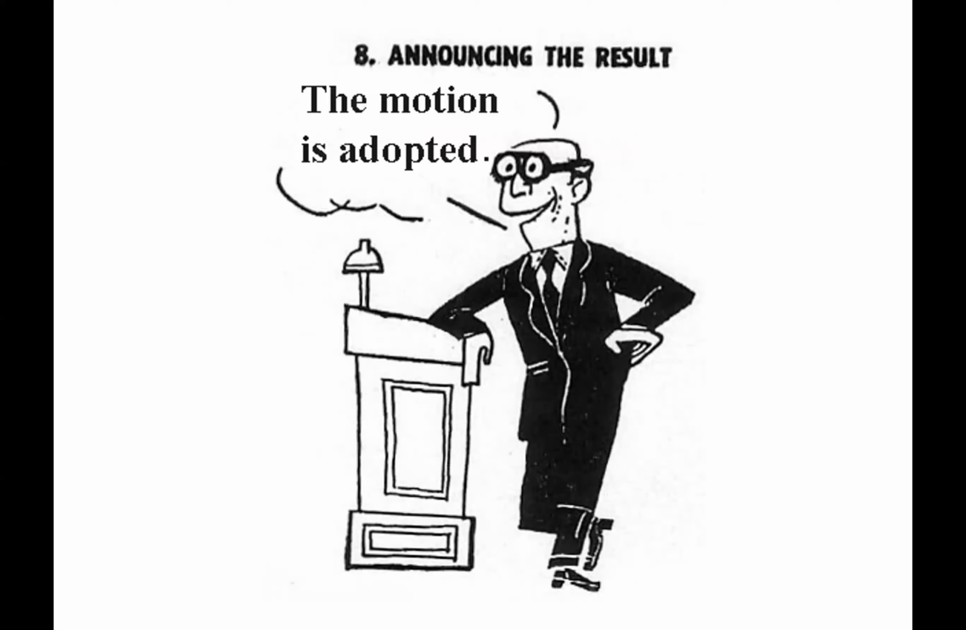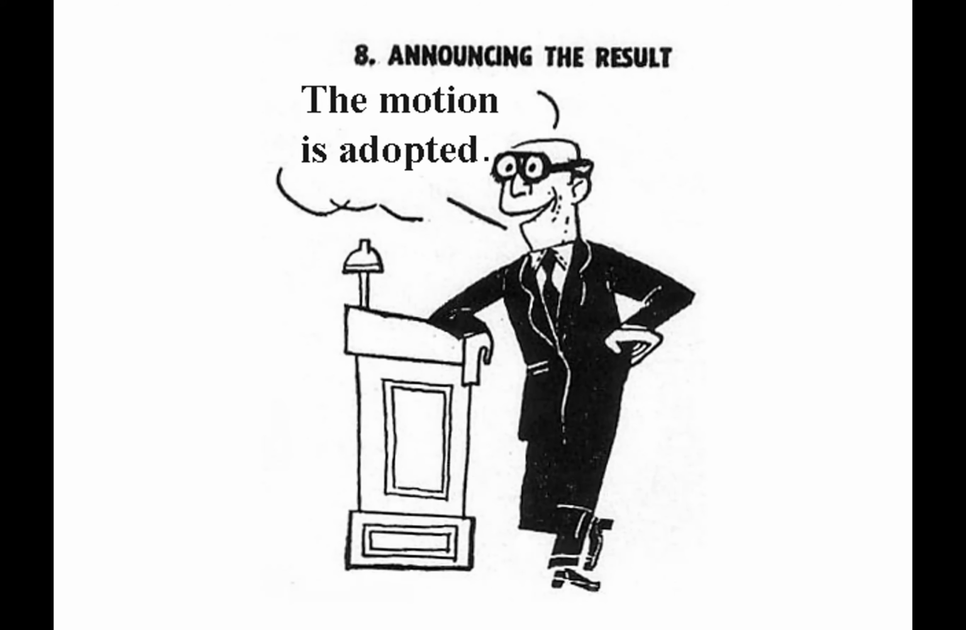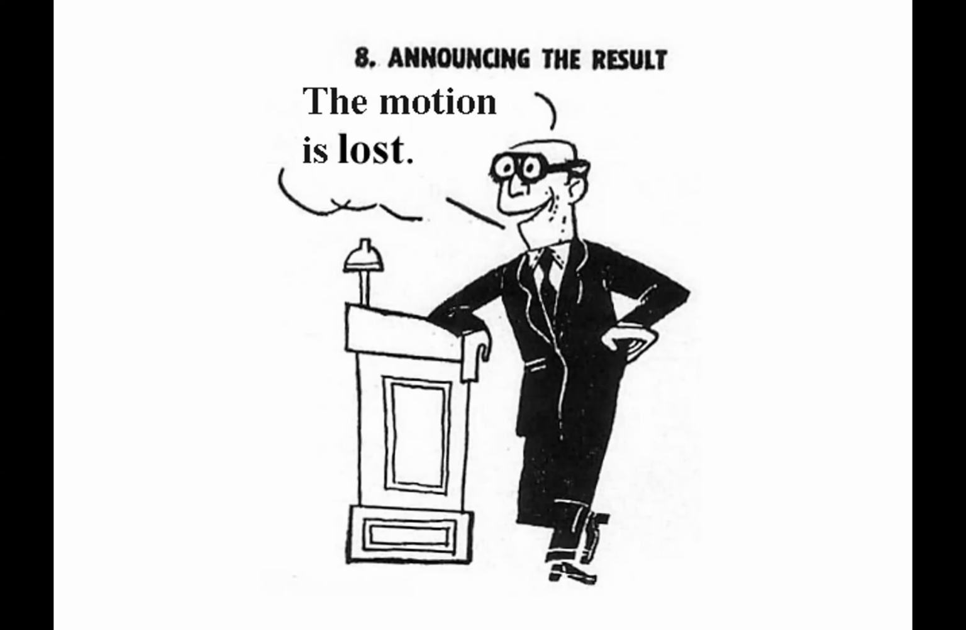Okay. And then after the voting is conducted by whatever means, the chair has to announce the result and tell people what happened. Was the motion adopted, or was it lost? Those are the two possibilities. The motion is adopted or the motion is lost. And then you move on. If the motion is adopted, you would say a few more words about what the assembly is now going to do about the action that has been adopted by the assembly.